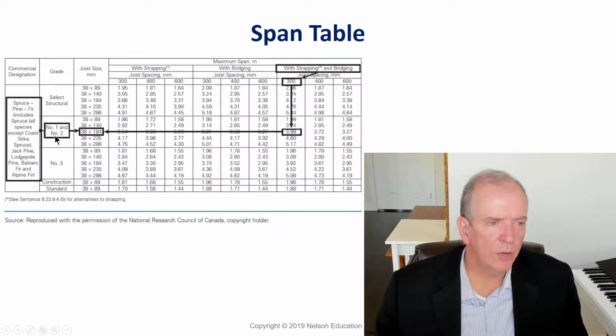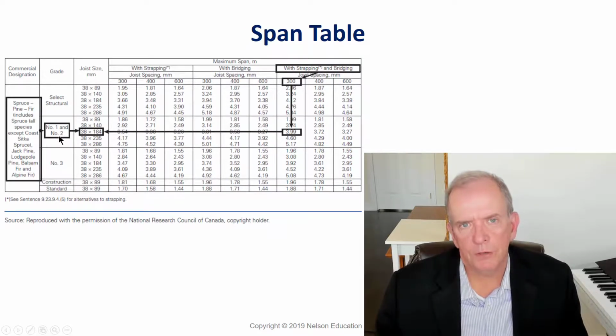Okay, and then I said the grade, and I said number 2. Most of the stuff you get in a lumber yard is number 2. Some lumber yards carry number 1. As far as the strength goes, it's all in the same category, number 2 or number 1. Number 3 is different, right?